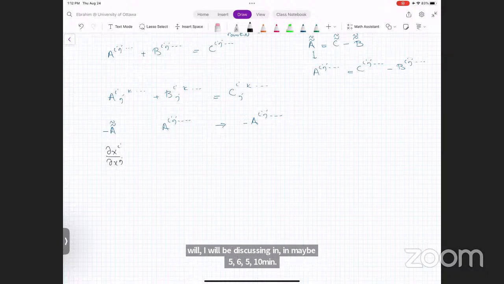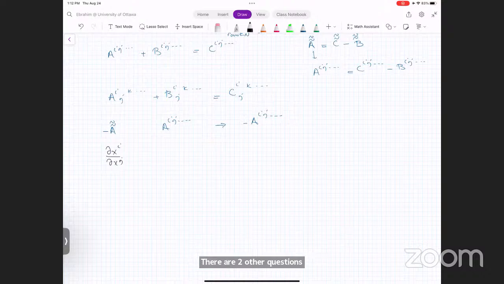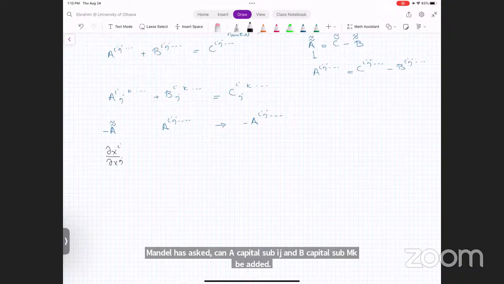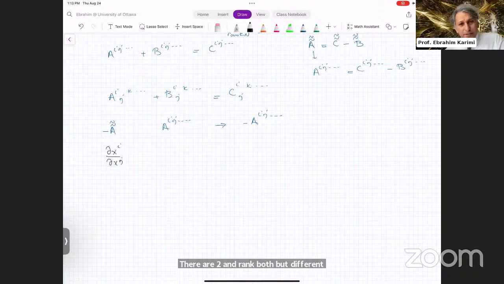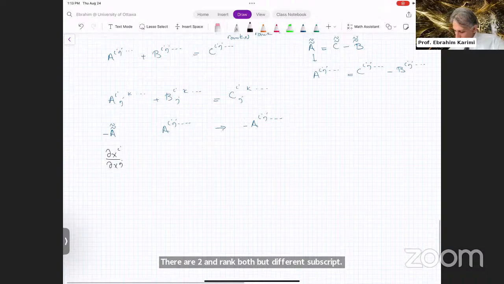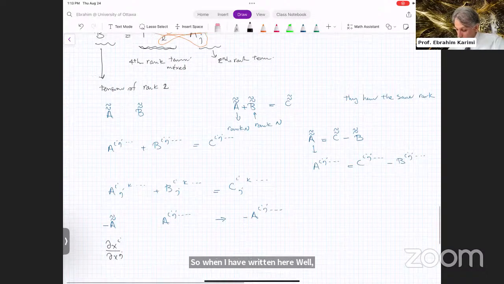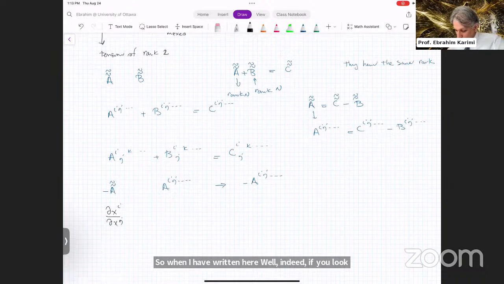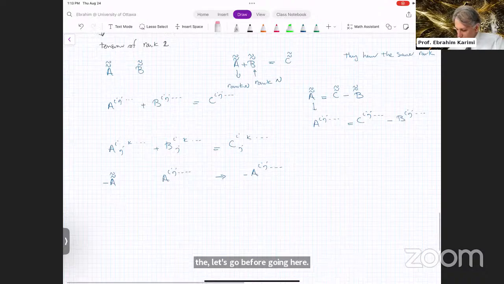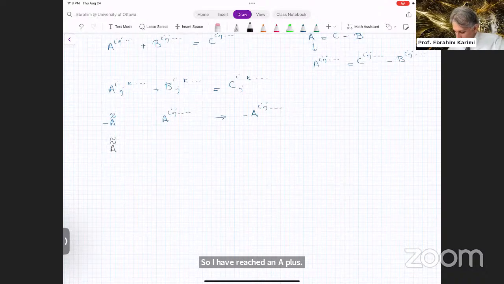There are two other questions. Mondel has asked, can A capital sub IJ and B capital sub MK be added? Both are rank two but with different subscripts. Oh no, the subscript is just a notation that you use. It is absolutely not important. So when I have written here tensor A plus tensor B.